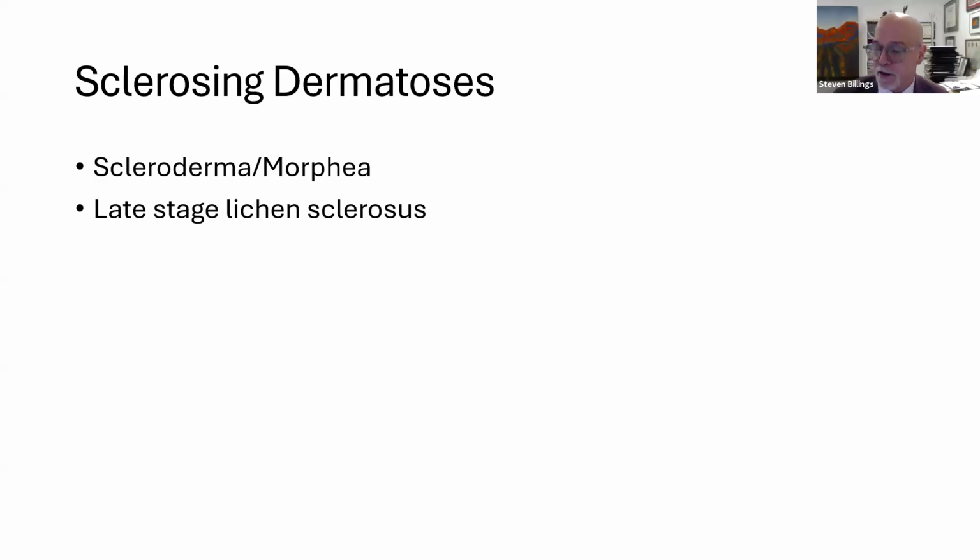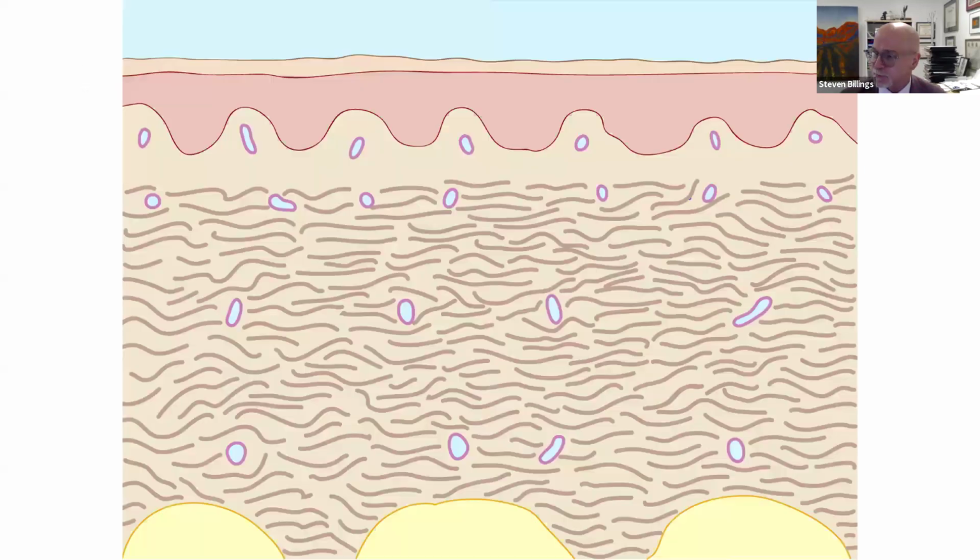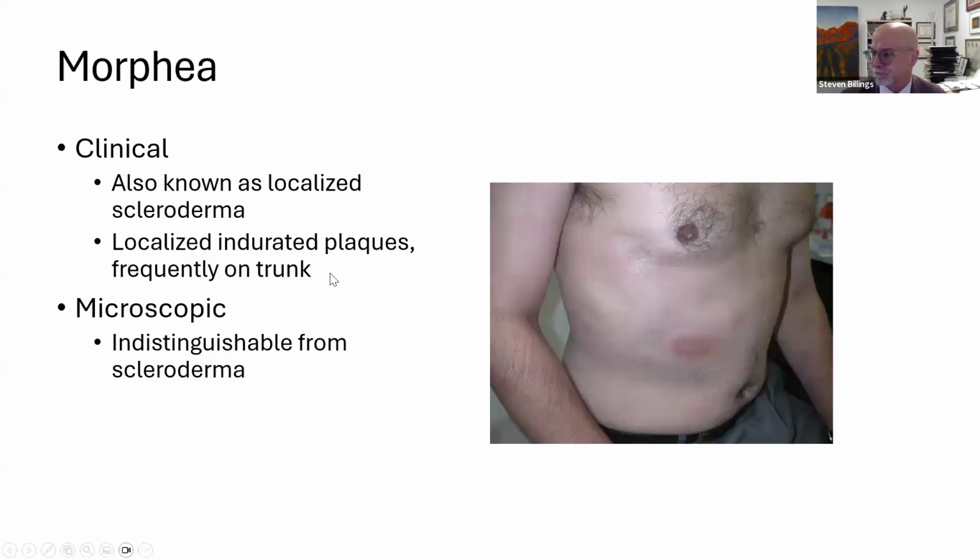All right. Thank you. Everybody, I hope, can see the screen. So, we're going to start off with sclerosing dermatoses. Primarily, we're going to talk about scleroderma and morphea, and then more advanced stages of lichen sclerosus. So in cartoon form, the sclerosing dermatoses are characterized by alterations of the collagen without much inflammation.